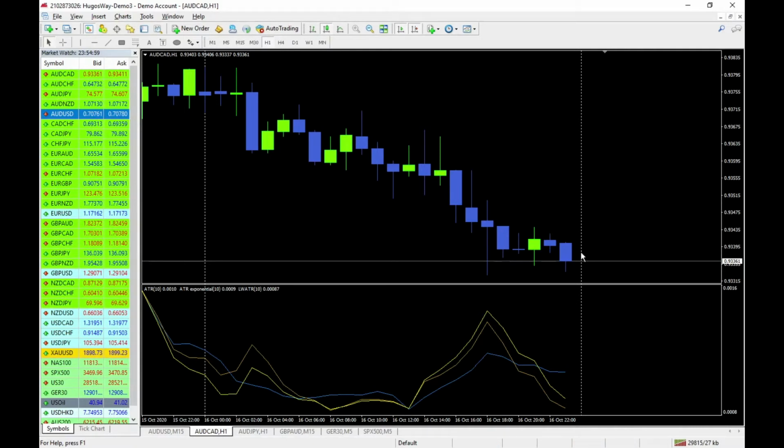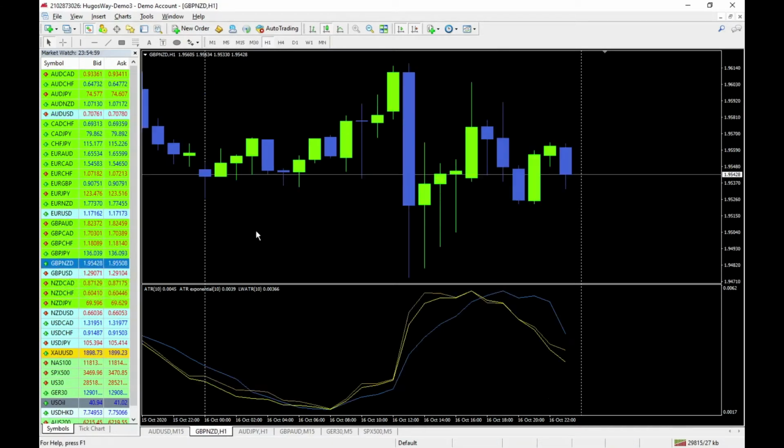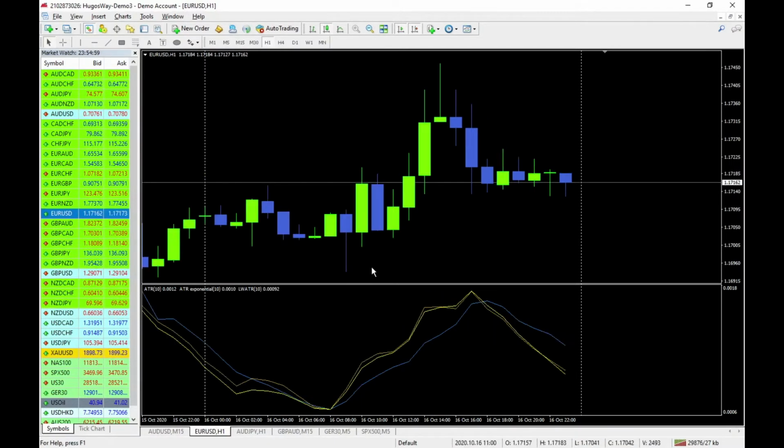What I want you to notice is that it automatically adjusts to the time frame. It'll adjust to the currency pair. If we go to a big mover like the pound New Zealand, now our average true range is about 45 pips, whereas if we go to the euro dollar, our average true range is 12 pips. On the same time frame, different pairs.